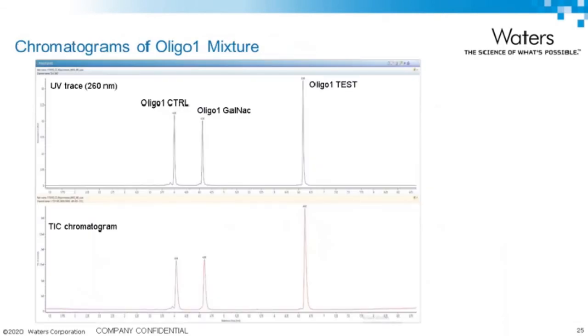The chromatographic separation of this 3-component mixture is shown here. We have the UV trace and the TIC chromatograms. The unmodified oligo, labeled as oligo-1 control, elutes first. Then the GalNAc modified oligo elutes second, and finally the heavily modified oligo-1 test compound is the last eluter in the separation. As you can see, by adjusting the experimental conditions, one can achieve very good separation of all these related structures.